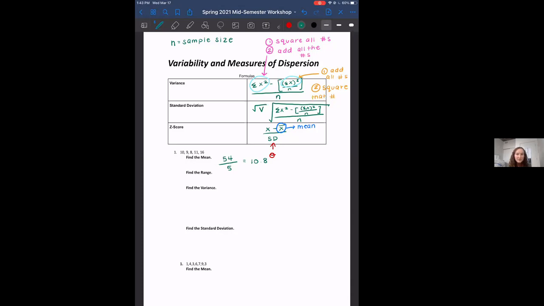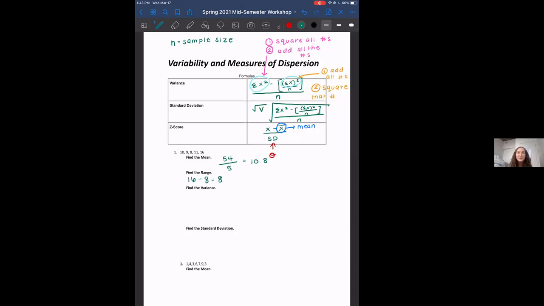Okay, let's do this together. So what is the largest number? The range is the largest minus the smallest, right? So what is the largest number in the set? 16, good. Okay, and what about the smallest? So 16 minus the smallest. Good, the smallest is 8, thank you. Okay, so 16 minus 8 is 8, so that's our range, 8.